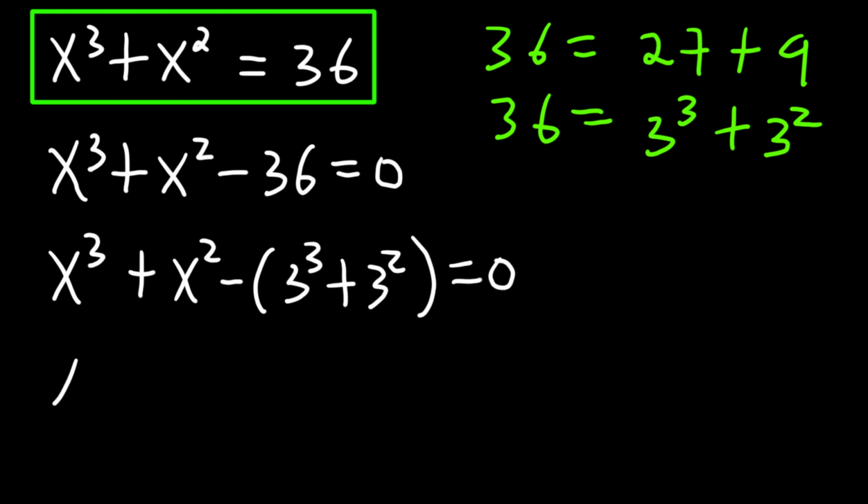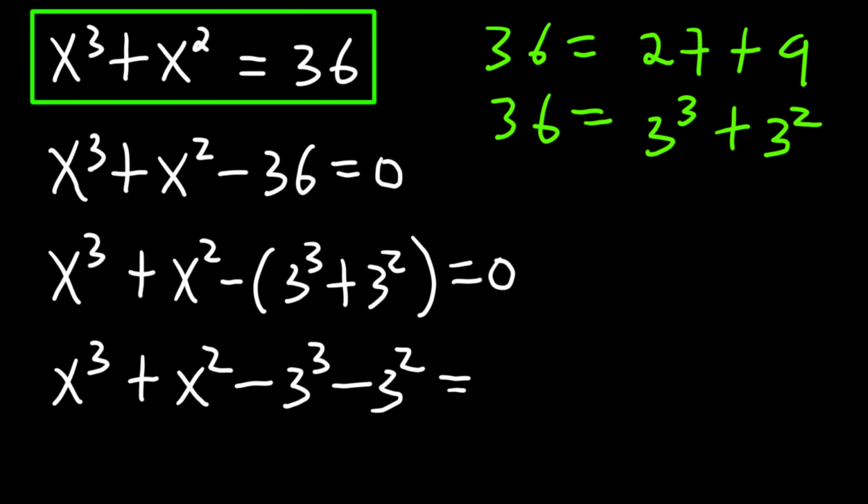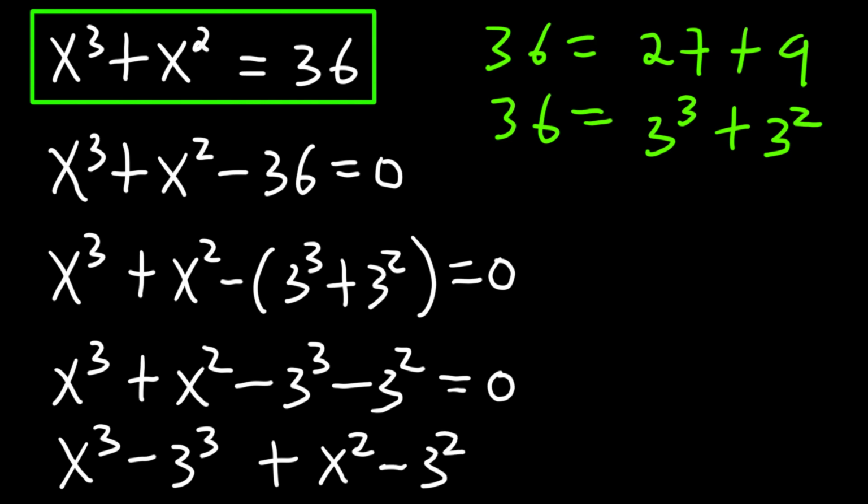And this will become x raised to the power of 3 plus x raised to the power of 2 minus, if we open the brackets, we shall have negative 3 raised to the power of 3 minus 3 raised to the power of 2 equaling 0. And now at this point we can collect like terms. We shall put the terms with exponent 3 next to each other and also put the terms with exponent 2 next to each other. So we shall have x to the power of 3 minus 3 raised to the power of 3 and then plus x to the power of 2 minus 3 raised to the power of 2 equaling 0.